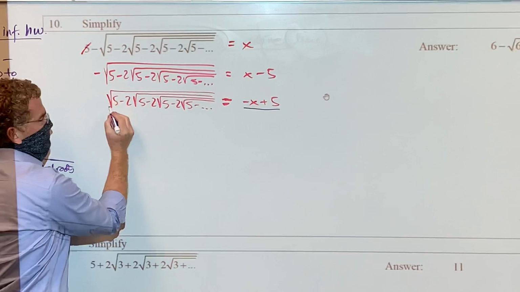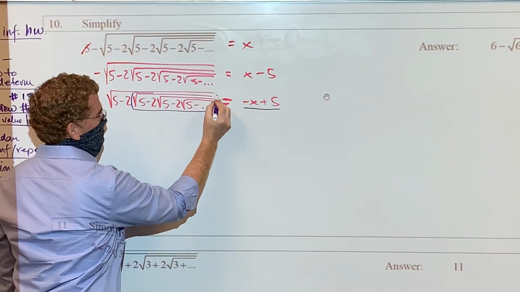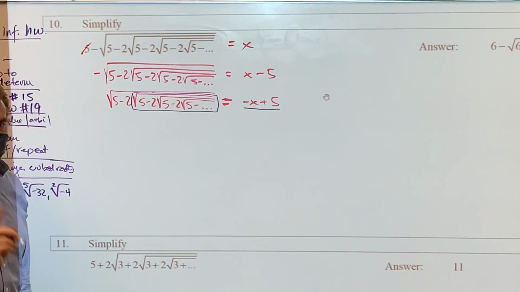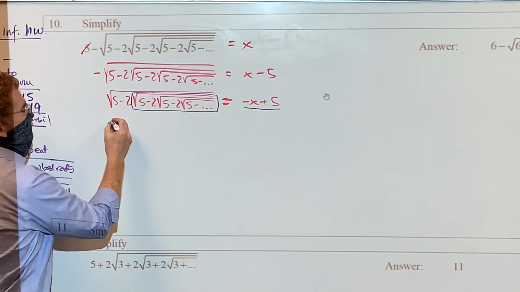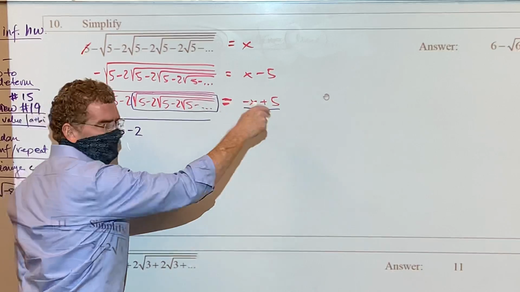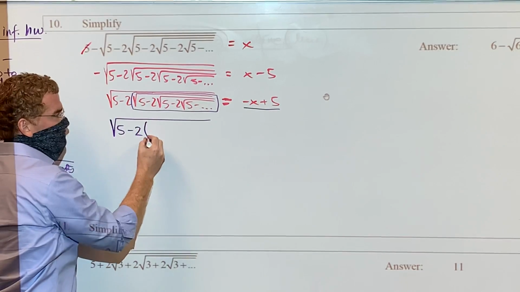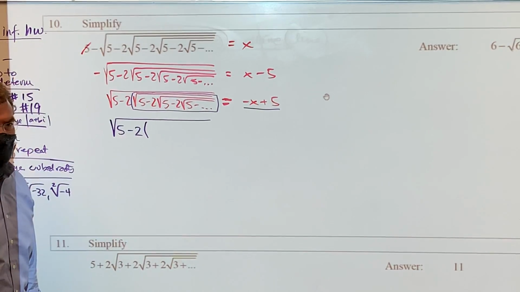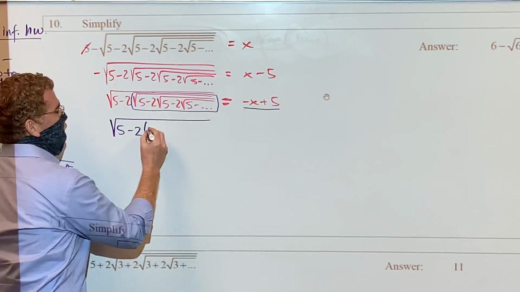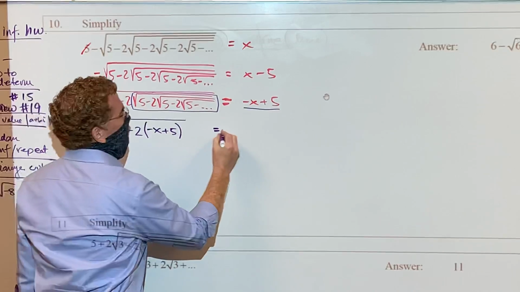The second, so this is the first root 5 minus 2. This would be the second root 5 minus 2. So what is all of this equal to? Negative x plus 5. Now here's where you got to be careful. Is it the square root of 5 minus 2 minus negative x plus 5? Or minus x plus 5? Or is it 5 minus 2 times negative x plus 5? It's got to be times, because this is 2 times this. So you got to go 2 times negative x plus 5. Did that make sense?